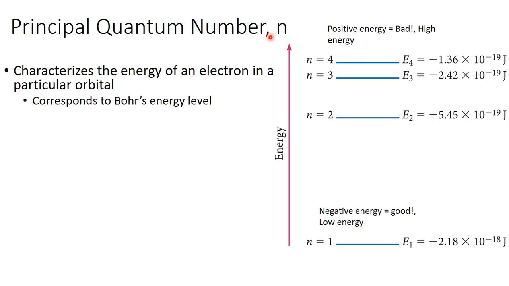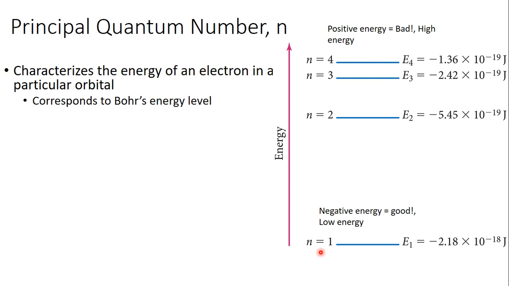All right, let's learn about n, your first quantum number, your principal quantum number. All n says is that your electron has this amount of energy. Remember in the Bohr model, we saw that electrons had some kind of energy. The further they were from the nucleus, the higher energy they had. You can think of the same thing here.